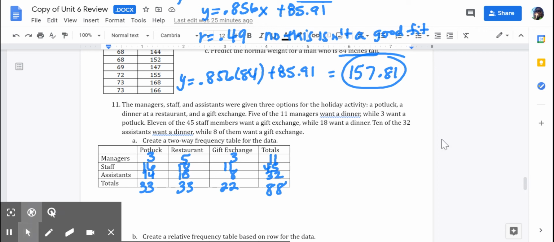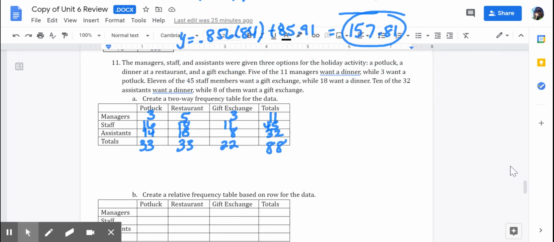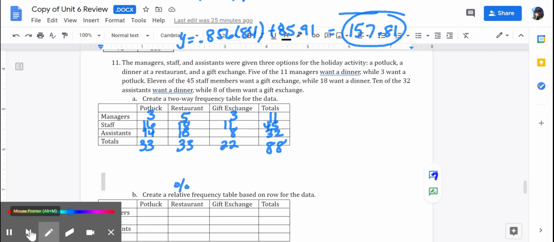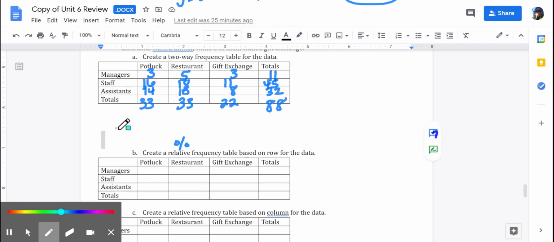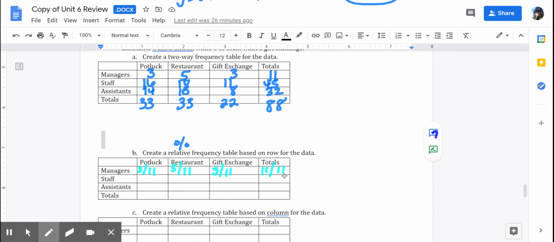Our second table wants us to create a relative frequency. Remember, relative simply means a percent. So we're finding a percent based on the row for each data point. So in order to solve these, I'm going to take 3 and divide by 11, because that is the total for my row. So here it'll be 3 divided by 11, and you would need to multiply that by 100. 5 divided by 11, 3 divided by 11, 11 divided by 11.